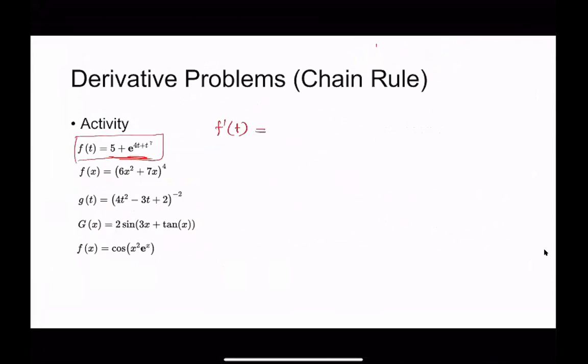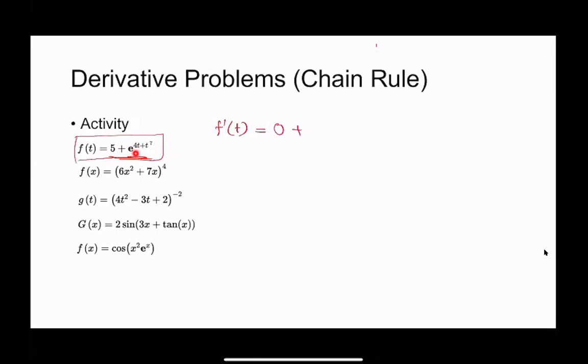First of all, we have two terms: 5, and the second term is e to the power 4t plus t to the power 7. So let's try to find the derivative. Let's differentiate the first term. What's the derivative of 5? The derivative of 5 is 0. Plus I'm going to differentiate the second function.